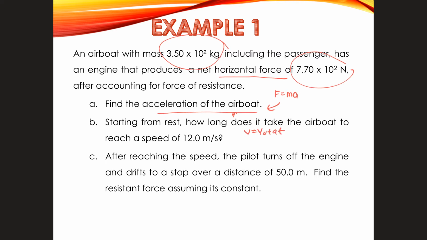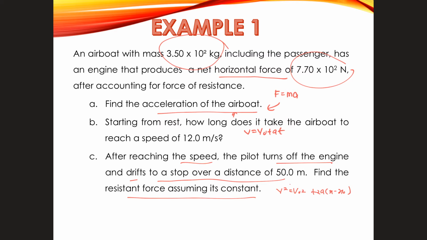And question C: after reaching the speed, the pilot turns off the engine and drifts to a stop over a distance of 50 meters. Find the resistance force, assuming it's constant. What happened here is you need to find the resistance force, which means you need to find the acceleration first. Now the pilot turns off the engine, so you can use v squared equals v naught squared plus 2a(s minus s naught).